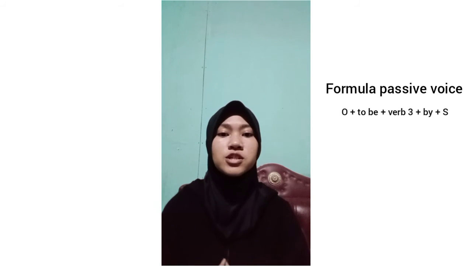And to be is conditional in the sense that it will follow the tense used in the active voice and passive voice. If you use present tense, you must use to be is, am, or are. If you use past tense, you must use to be was or were. If you use past perfect tense, you must use to be had been or have been. And the last, if you use future tense, you must use to be will.